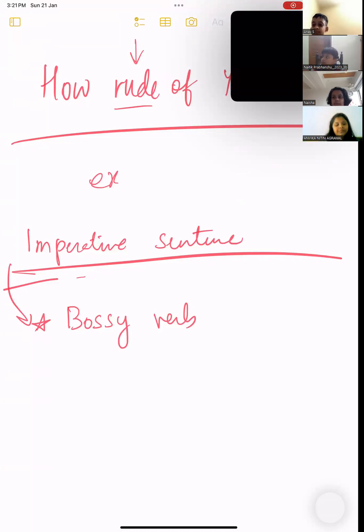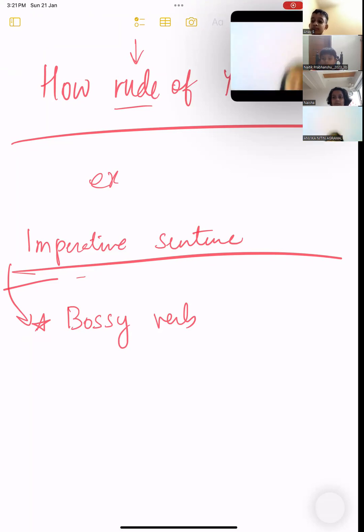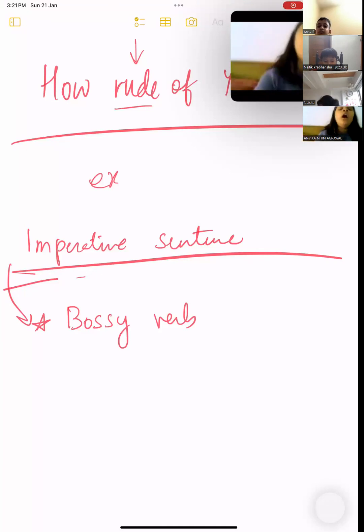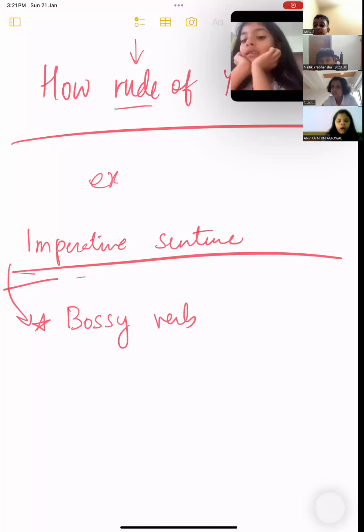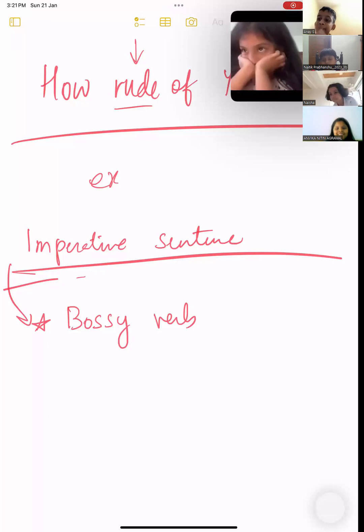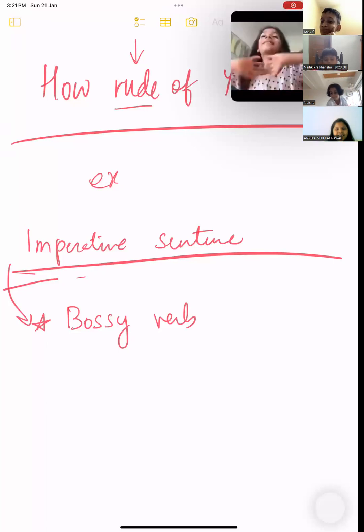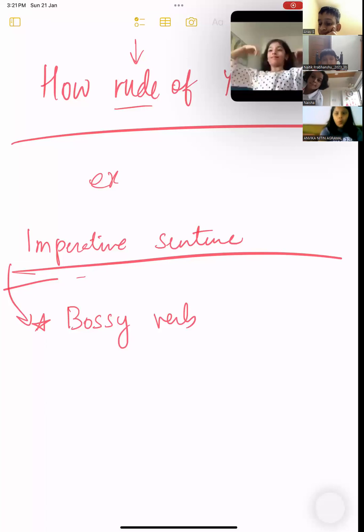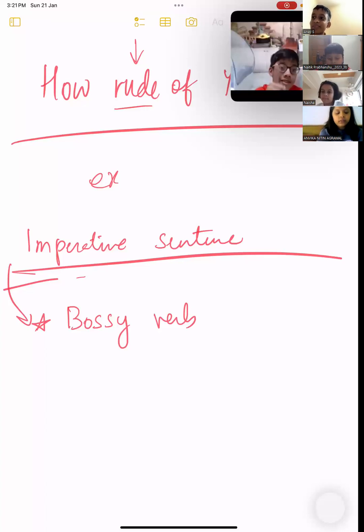If any sentence is starting with a verb, the sentence is beginning with a verb, means that I'm being bossy. Generally, mothers are bossy, correct? And elder siblings are bossy. Do I say like this? Anay, please ये कर लो. नहीं, मैं बोलूंगी इसको करो जल्दी से. Right? So I am saying the verb. That's the first thing that comes out.